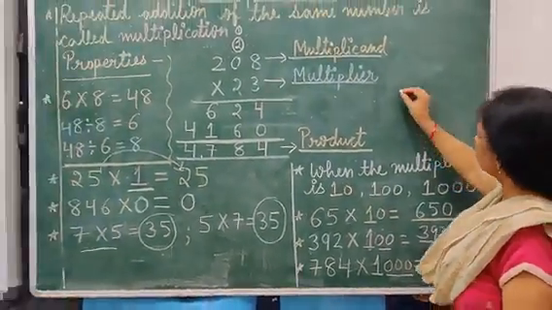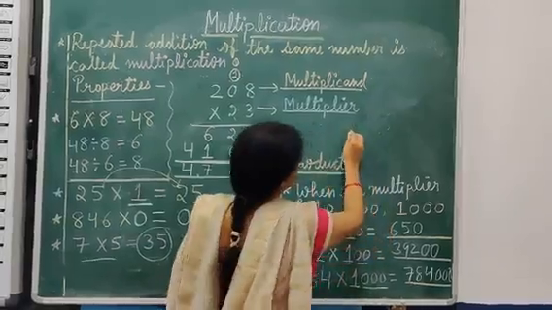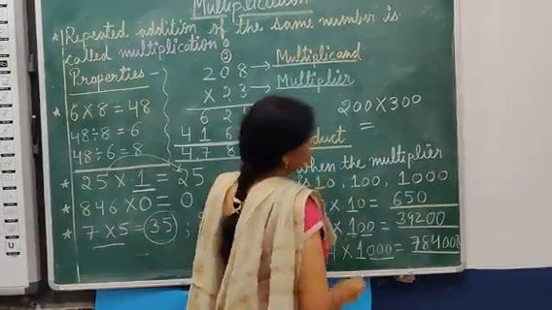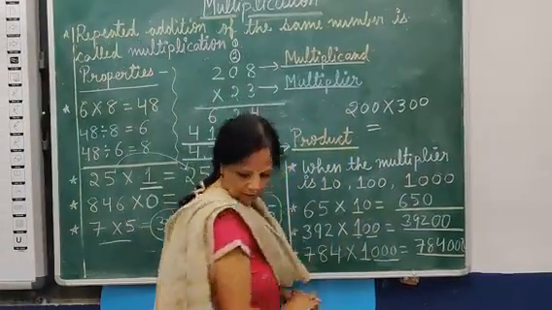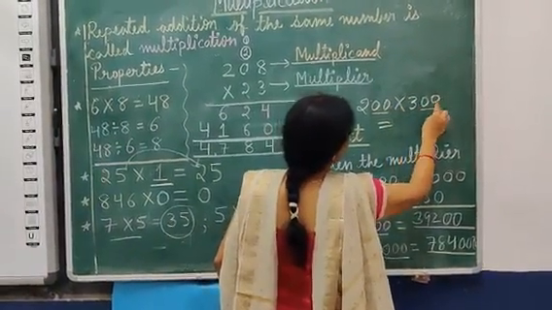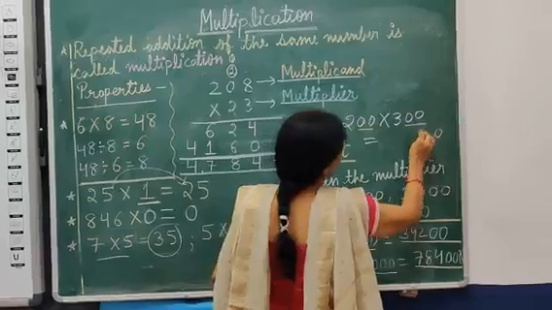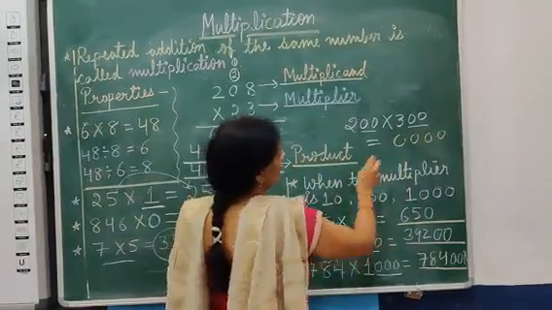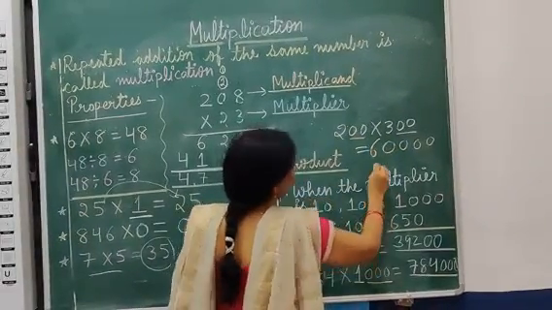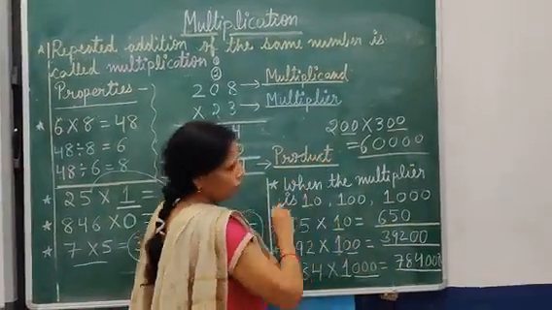Sometimes what happens children? It is like this: 200 into 300. You have to multiply like this. In this case what will you do? Just see. How many zeros are there? 2 zeros here, 2 zeros here. So first you write them. How many zeros altogether? 1, 2, 3, 4. 4 zeros are there to write. Now you multiply 3 by 2. How much do you get? 6. So this is the answer, this is the product. So in this way you do the multiplication.